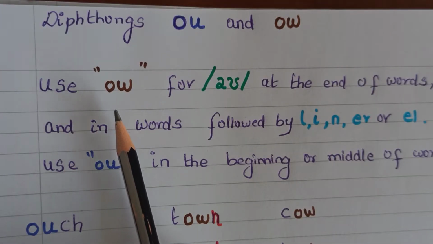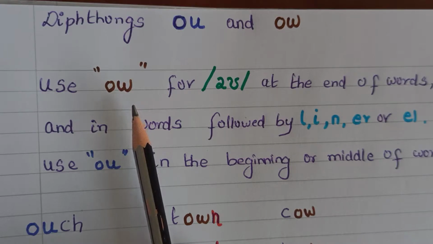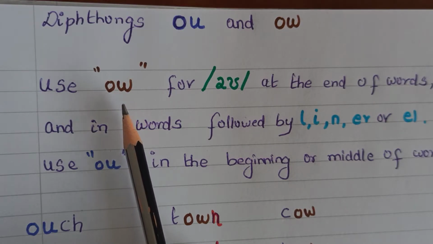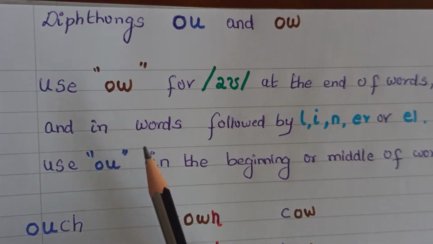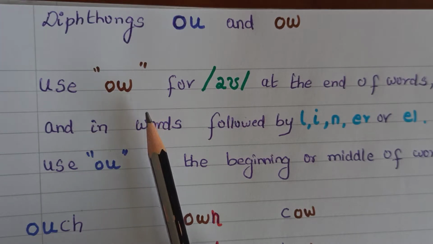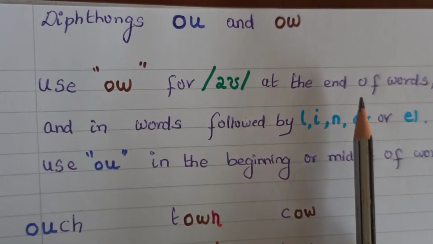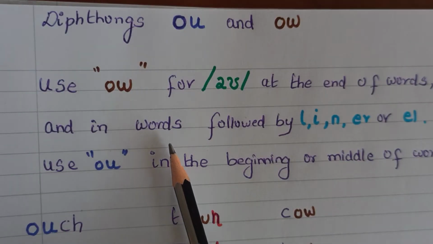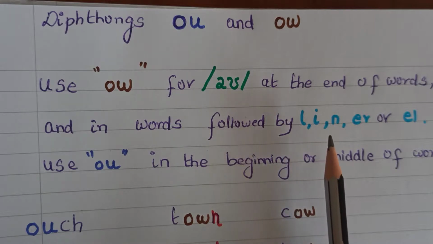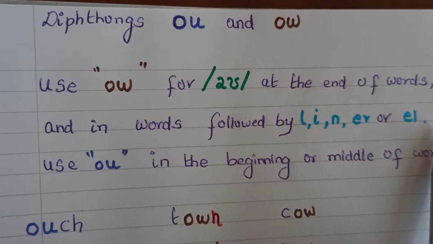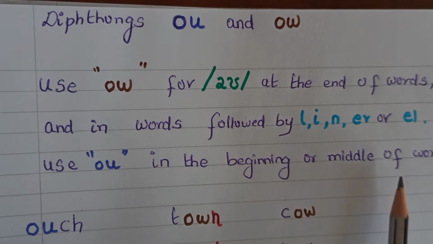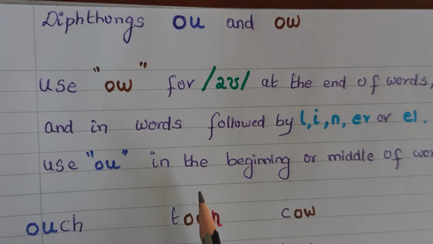So, when the kids are going to write the spelling, they should know where to use OW and OU, as they both make the same sound. So, when to use OW? At the end of words, and in words followed by L, N, ER or EL. So when to use OU? It is in the beginning or middle of words. So let us see a few examples.